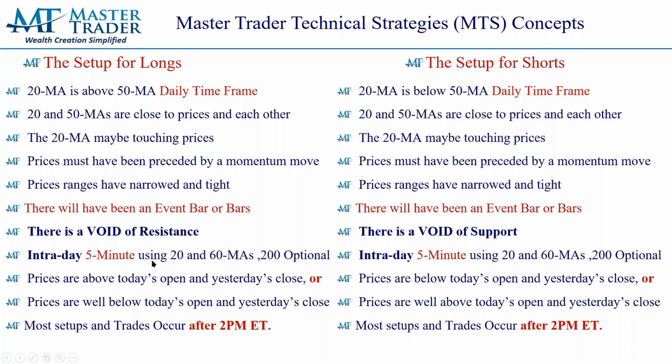On the 5-minute, as I explained, the 20 and 60s, and the 200, if it's aligned, not always necessary, but optimal. And then I want to see prices intraday above today's open and above yesterday's close. Why? Because the daily candle is then green. If you color them green and red, it's above the open, it's above yesterday's close, green candle. Buyers are in control. A lot of these setups set up right after 2 o'clock, many times at 2:15. And for shorts, you just turn it upside down.